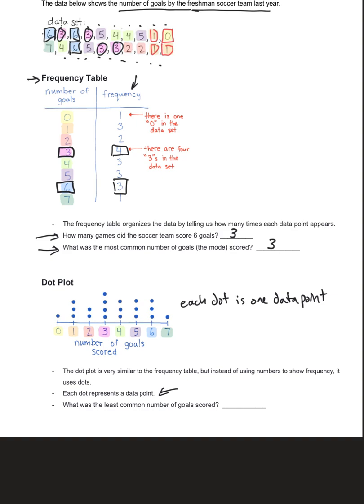So the least common number of goals scored. Now we're looking at the smallest amount of dots, so the 0 and the 7. So 0 and 7 each had only 1 game when they scored that many goals, which 7 goals is pretty incredible. Okay, moving on. Let me go back. So we've got 0, 1, 2, 3, 4, 5, 6, 7. We've got every different one all lined up on the dot plot.